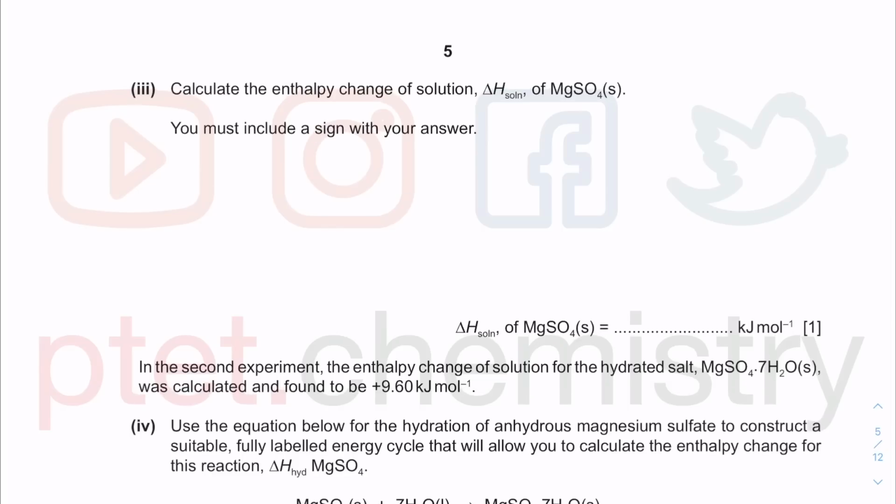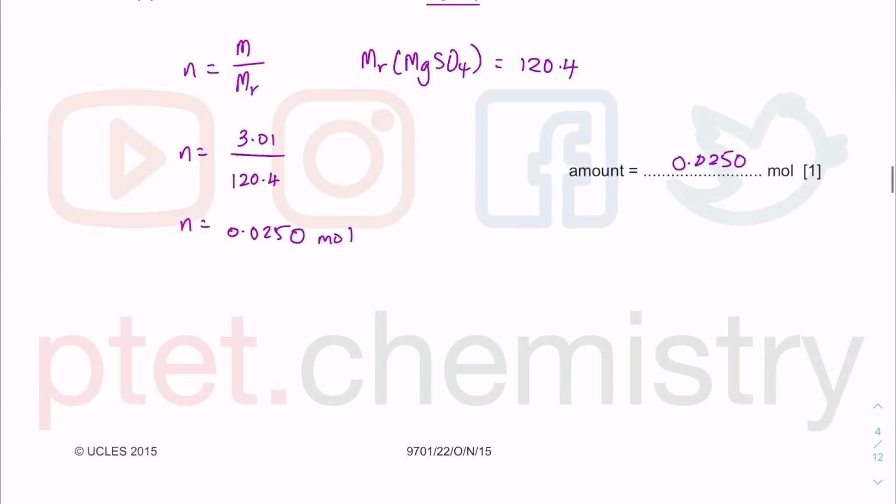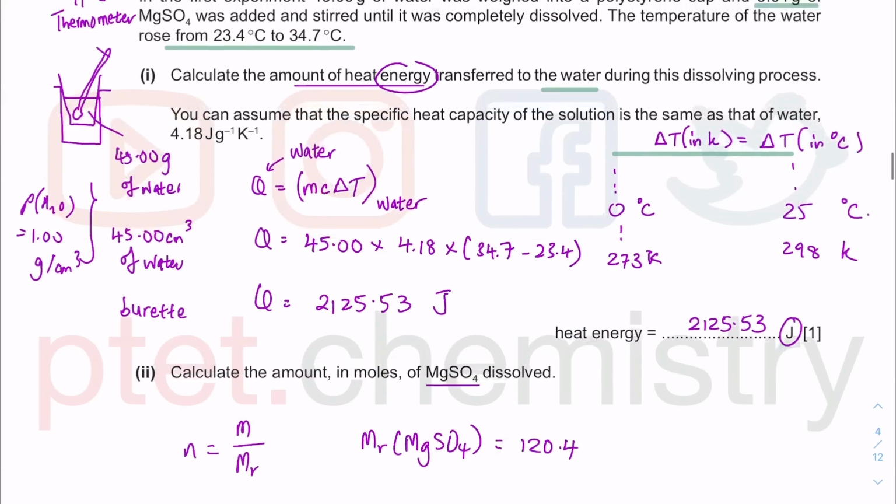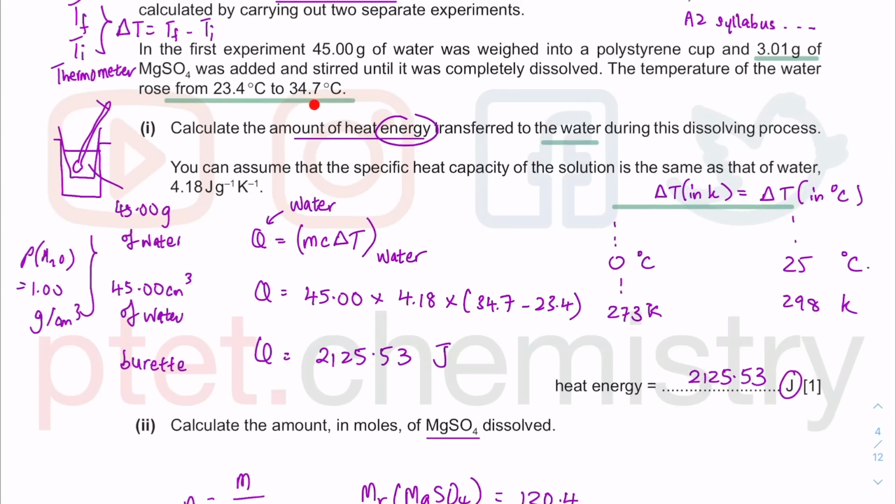Calculate enthalpy change. You must include a sign. The moment you talk about enthalpy, we must already have a sign. We knew that the temperature rises. That was what we were told. The water is the surrounding. If the solution rises in temperature, that's because the reaction gives out heat energy.